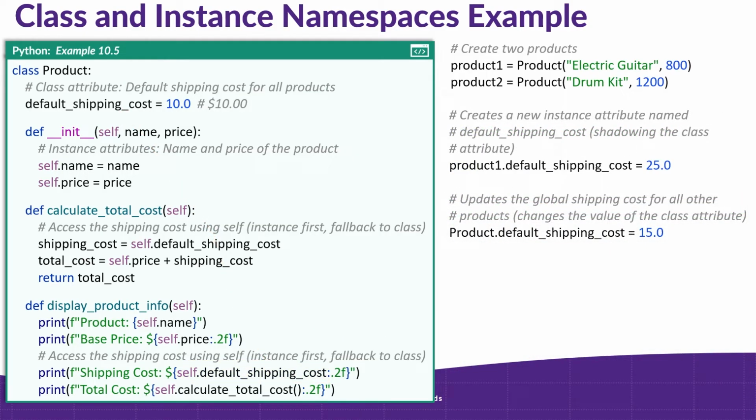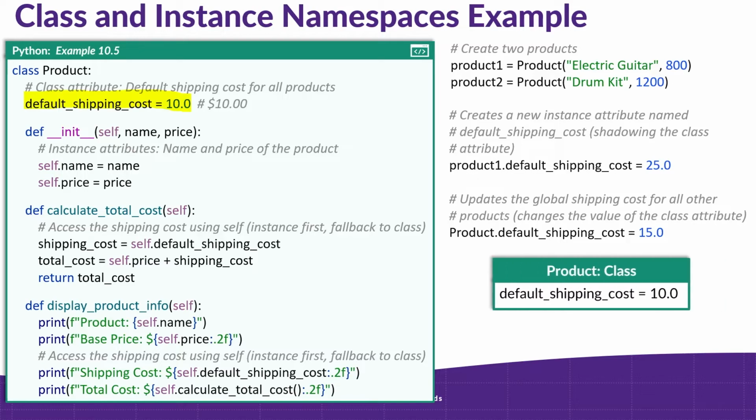Now we're adding a few extra lines here. And what we're doing is we're going to be changing the value of that class attribute. So we can take a look at this as different namespaces where each one of these attributes live in. So at the top of the class, we defined default shipping cost to be $10. So that's going to live in the class namespace, which we can see as this little box here. We have default shipping cost, and it's equal to 10.